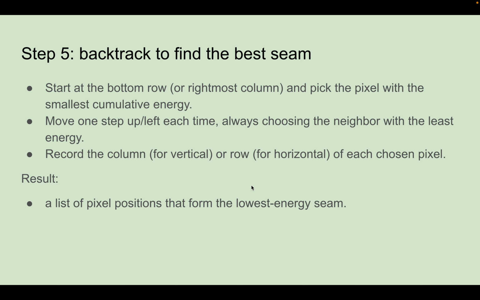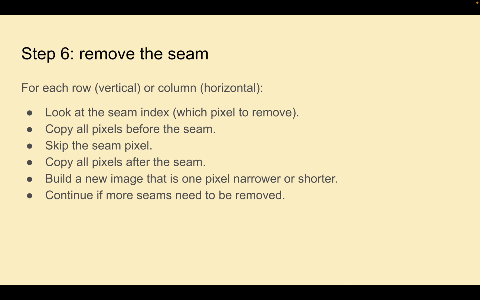We're going to start at the bottom row or rightmost column, depending on which way we're going, and pick the pixel with the smallest cumulative energy, and then move one step up or left each time. Every time we're going to choose the neighbor with the least energy. We record the column for vertical or row for horizontal of each chosen pixel, and the result is a list of pixel positions that form the lowest energy seam.